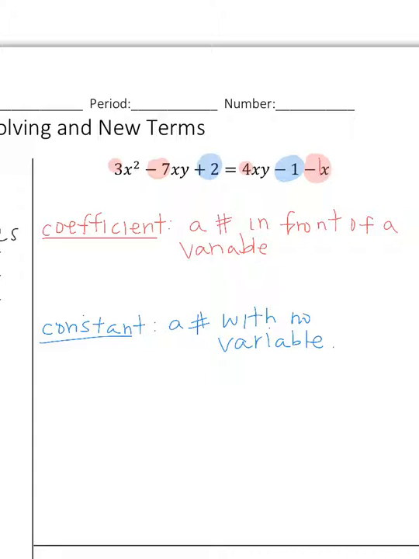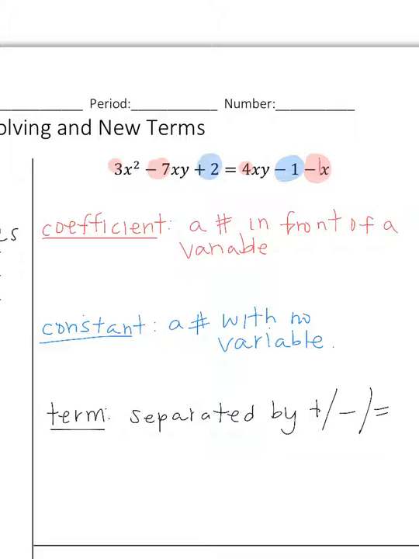So the last thing that I want to talk about is what a term is. So a term is, I guess you could say, a piece of an equation or an expression. So if I was going to tell you what a term was, the way that I could define it the best is that terms are separated by a plus or a minus or an equal sign.